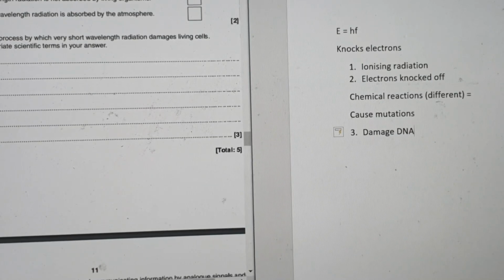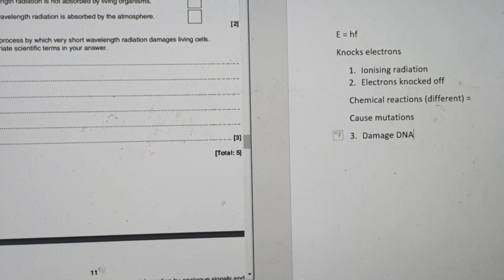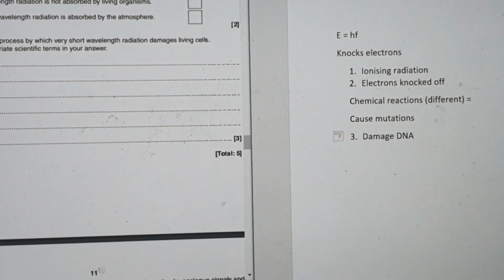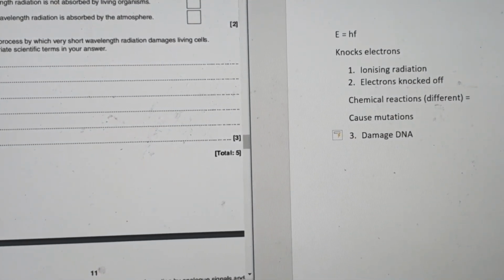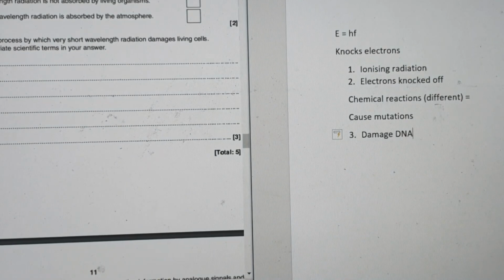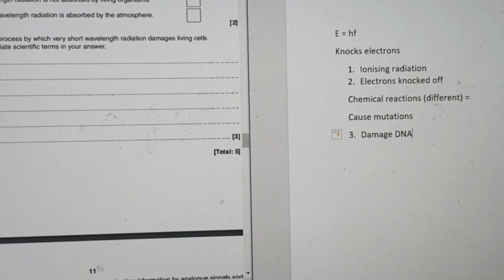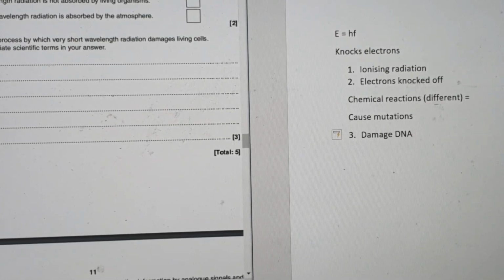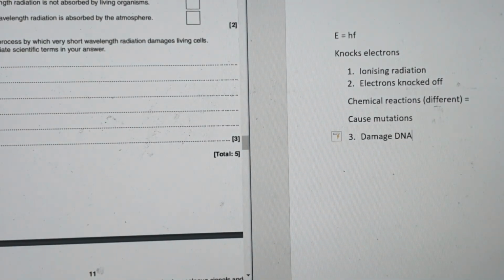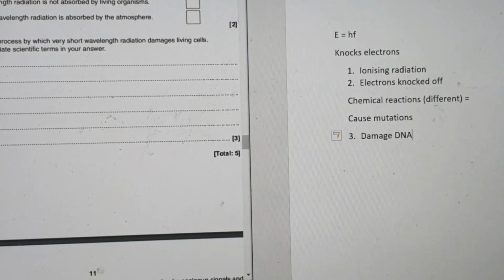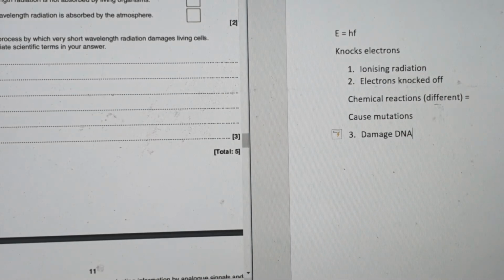All right, so the radiation, because it has a high frequency, is very energetic. And what happens when it hits an electron? Sorry, the atom will be ionized, meaning that the electrons will be knocked off. The atom is ionized because the radiation is ionizing, meaning it has a high energy. The electrons are knocked off, and therefore different chemical reactions than normal will take place. So they can cause mutations because they change the normal chemical reaction, and it can damage DNA.